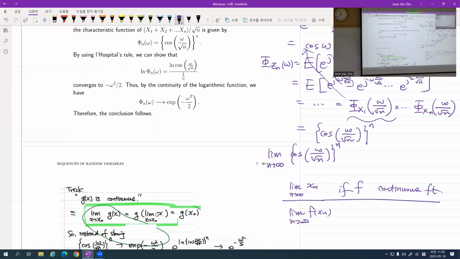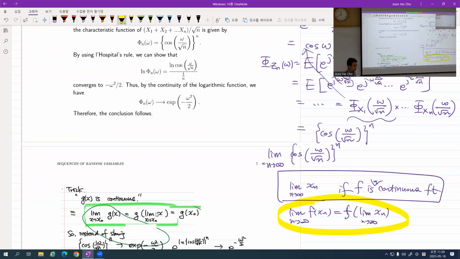If f is a continuous function, continuity of a function allows the exchange of limit and your function operation. So continuity means that this is the same as f of the limit of x sub n. Got it? So this is one of the most important results from the introductory real analysis. Continuity means you can put this limit inside the argument.